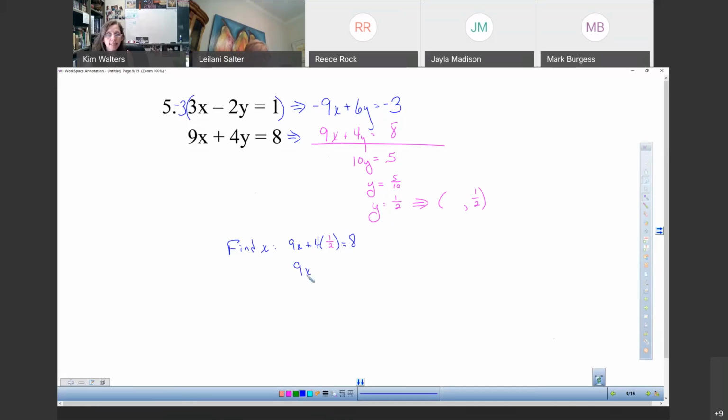So 9x plus, well, 4 times 1/2, what's half of 4? Half of 4 is 2. So this is 9x plus 2 is equal to 8. Subtract 2 from both sides, and this is when y'all started going, maybe I did this wrong. No, you didn't. Divide both sides by 9. You get 6 over 9. 6 over 9 simplifies to 2 over 3. And so my fractional answer, I know you don't like that, is 2/3 and then 1/2. Okay.